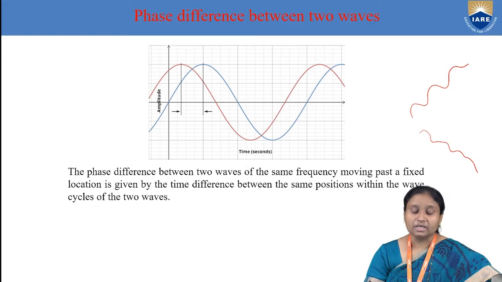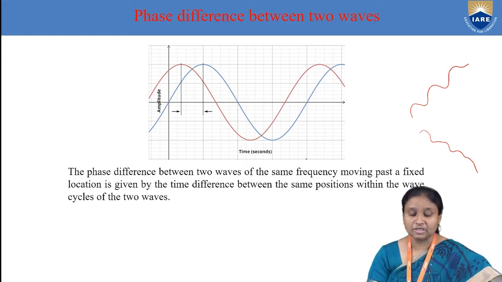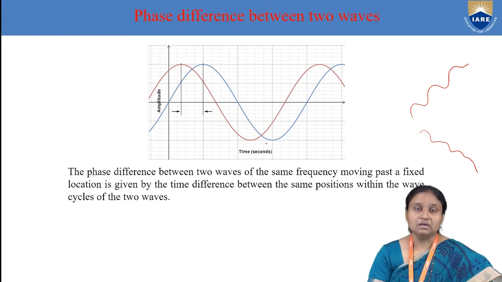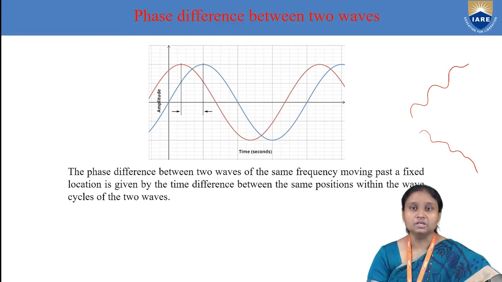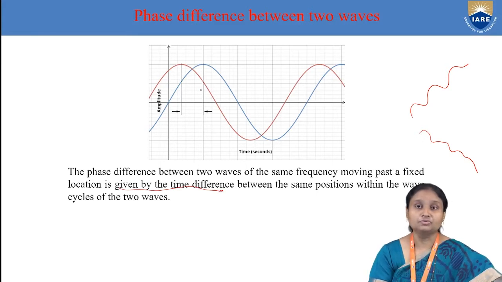So here we try to explain phase difference between these two waves with respect to this curve taken on time. Here on the x-axis we have taken time, and on the y-axis we have taken amplitude. When we are trying to find the phase difference between these two waves, how is it given? In this case it is given by the time difference between the same position within the wave cycles of the two waves. So here we have two waves.